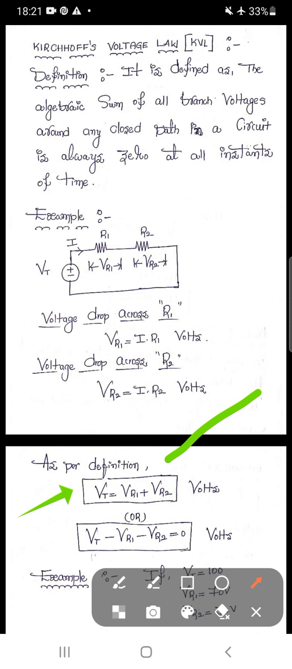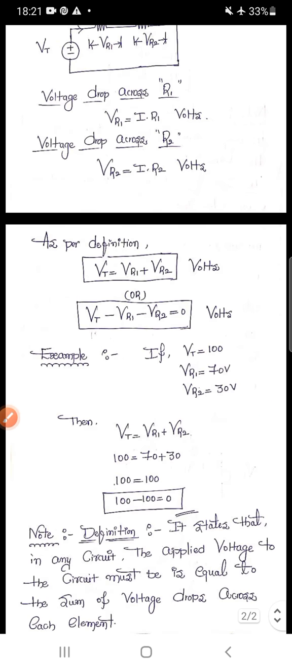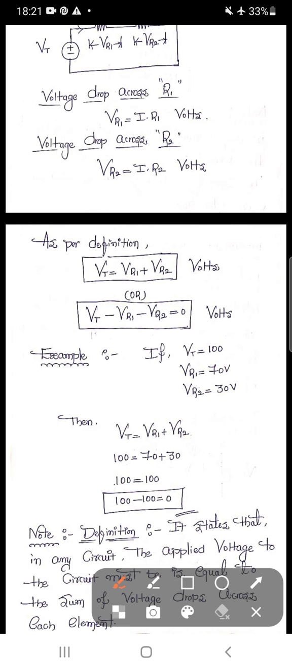That is the reason we can define Kirchhoff's voltage law in another way, which we'll discuss at the end of this video. The applied voltage is equal to the sum of the voltage drops across individual elements. But what is this expression? This expression represents the algebraic sum of voltages in a closed path.